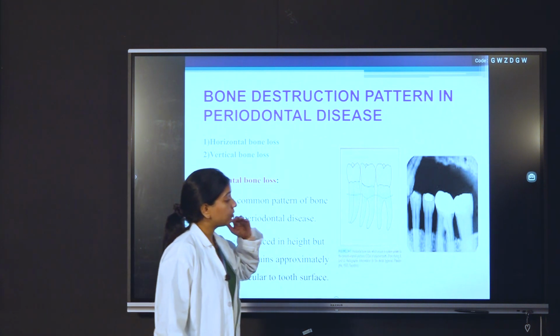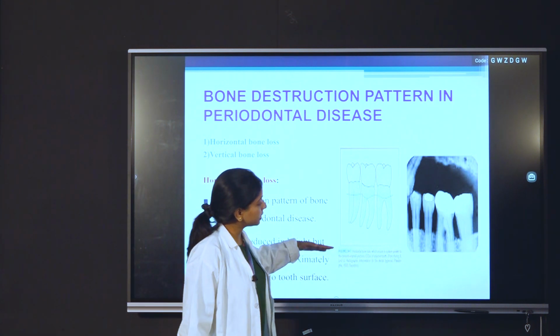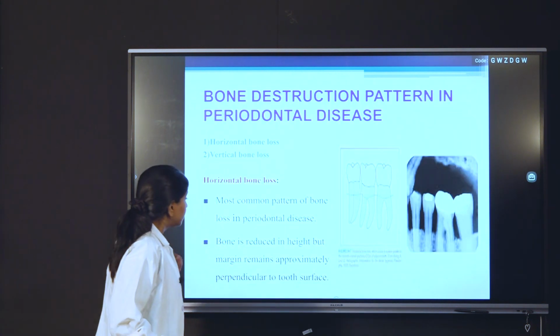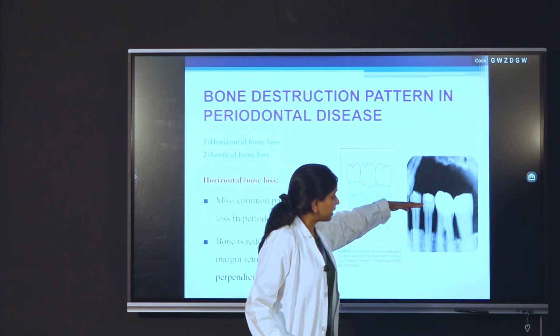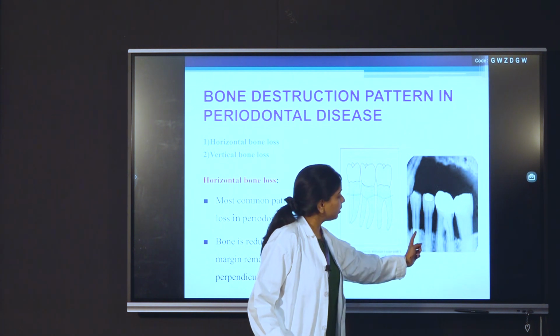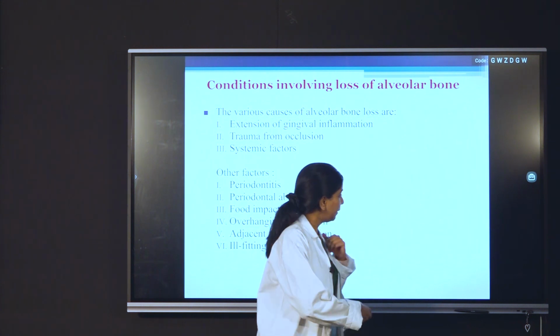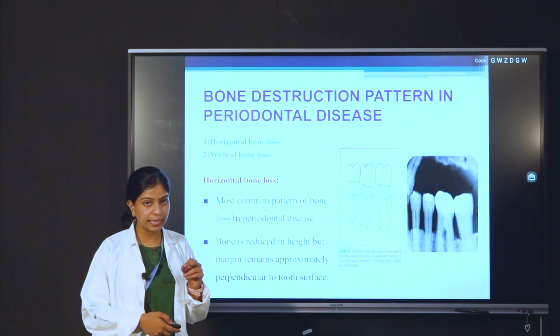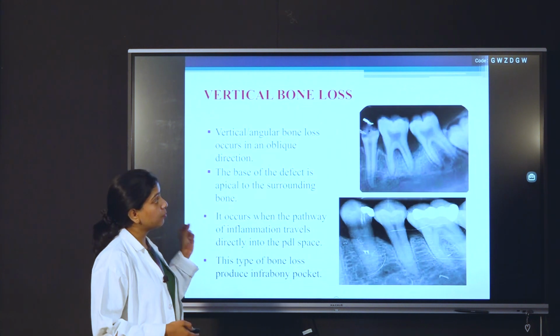What happens in horizontal bone loss is the margin of the bone is reduced in height and it is perpendicular to the tooth. So it is horizontal and perpendicular to the tooth. That is horizontal bone loss, the most common type of bone loss. Next is vertical bone loss.